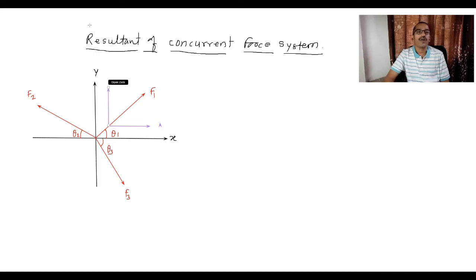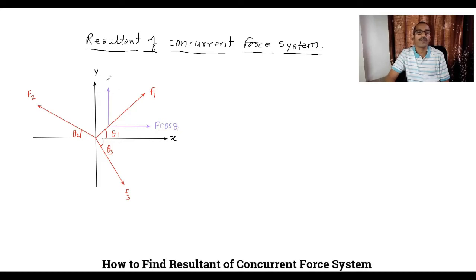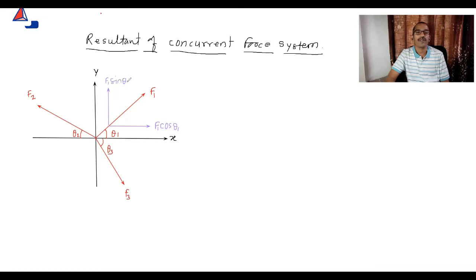Now you know how to find the magnitude of these components. The magnitude of the horizontal component for this force becomes F1 times cos of theta 1, since the inclination of the force is given with the horizontal. The vertical component is F1 sine of theta 1, again because the inclination is given with the horizontal.